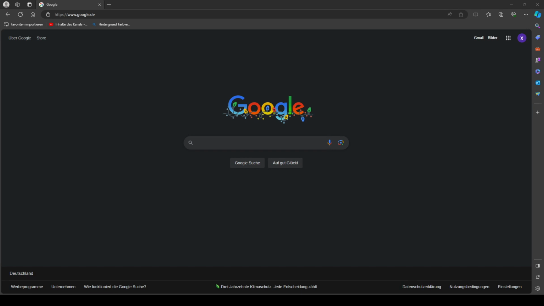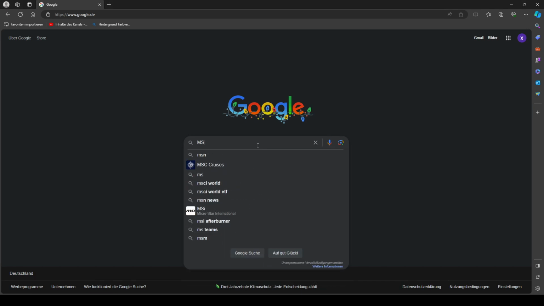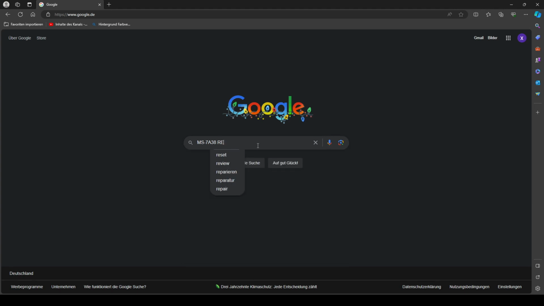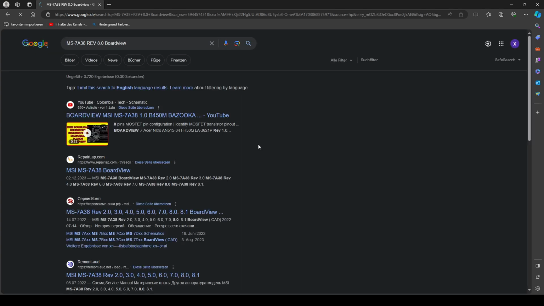And right now you can see my browser, and what I do is I type in the board number that I've showed you before of the board. In this case, it's MS7838. Then we have revision 8.0, what we need, and then I type board view behind that. And one thing that you can already see, there's a site where you can download it. This is a Russian site. There's another one, Repair Lab, where it's also paid.